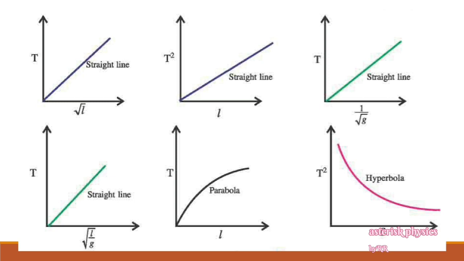And then you have T and root of L by g, where T is directly proportional to root of L by g. So, that will also be a straight line. Now, when you go for T and L, the relation between T and L is T is directly proportional to root L. So, when you plot time period and length, it will be a parabola. Whereas, when you plot T square and g, it will be a hyperbola. So, these are some of the important graphs that we have to memorize when we study about the simple harmonic motion that is executed by a simple pendulum.